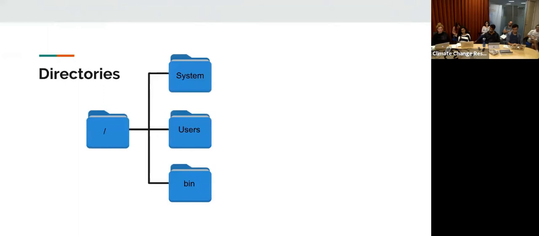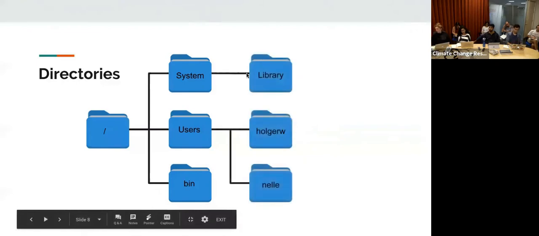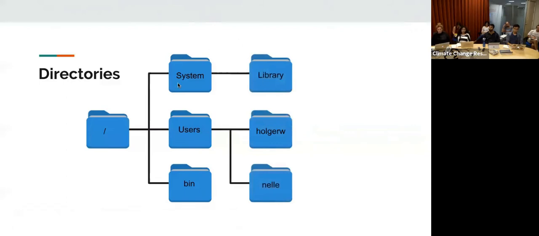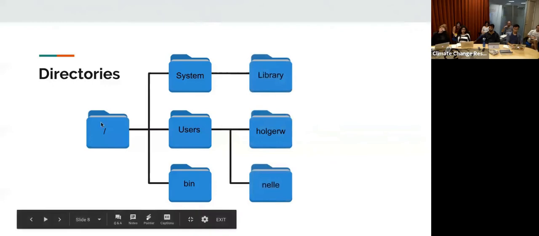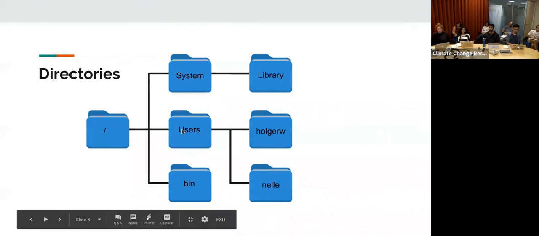In Windows operating systems and DOS before that, you had drive letters. In Unix-like operating systems, you don't have that. Everything starts from the root directory, denoted by a single slash. And this root directory has different subdirectories, and in these subdirectories, you have other directories. Every directory has one parent directory except for root. Well, I think technically root is its own parent directory. I'm not 100% sure. But one directory can have several subdirectories. For example, here users has HolgerW and nil.